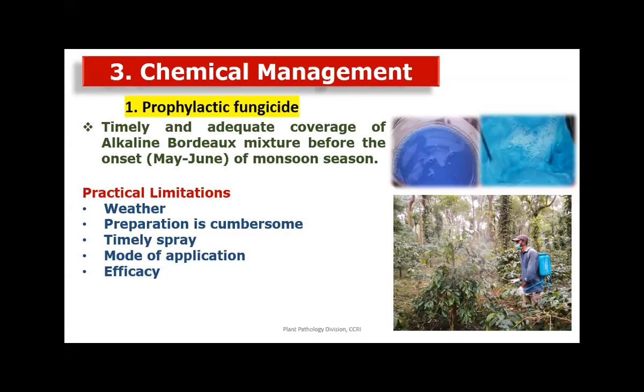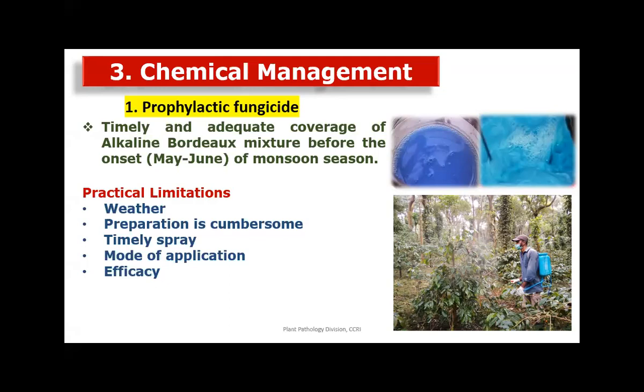But there are practical limitations, like preparation is cumbersome, timely spray, mode of application, and the efficacy. For example, in the present condition, for the last 10 days due to a cyclone, we are receiving heavy rainfall, medium to heavy rainfall in some parts of the coffee tracts. In such a condition, we need to assess ourselves whether to go for a prophylactic fungicide or a systemic fungicide. Of course, preparation is cumbersome.